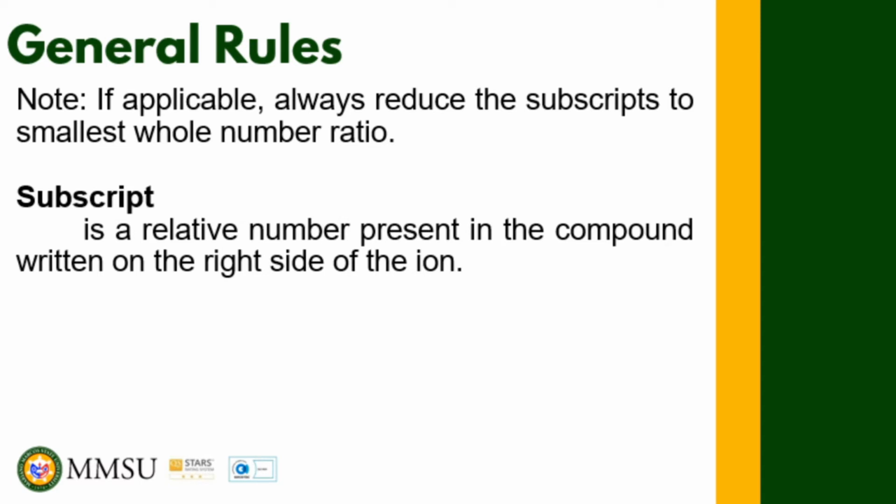Subscript na sinasabi natin is a relative number present in the compound written on the right side of the ion. And this subscript denotes the number of atoms of each element. And when no subscript is written, the subscript 1 is omitted. So, pag wala nang subscript na nakasulat, then it is understood that it has one atom for a certain element.